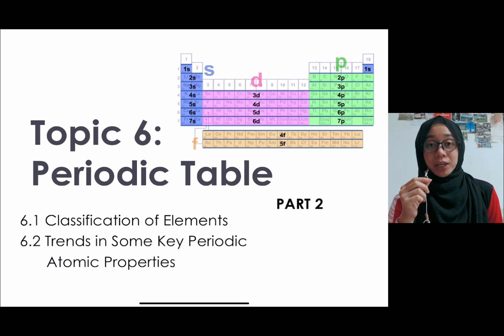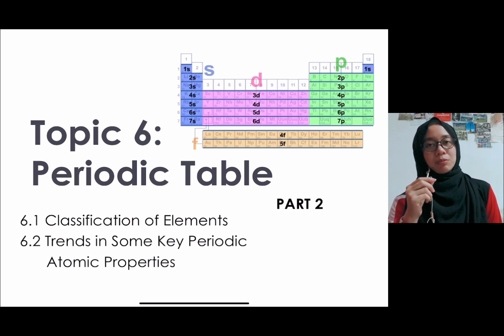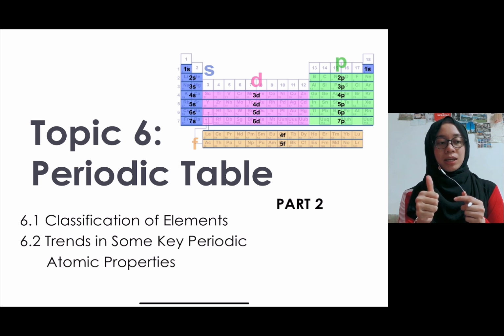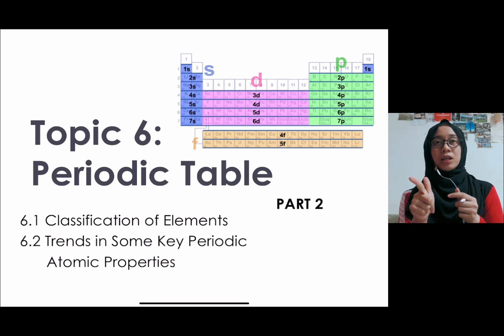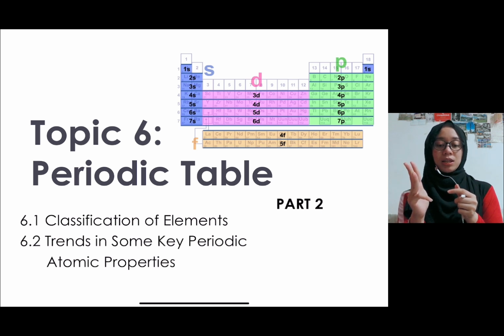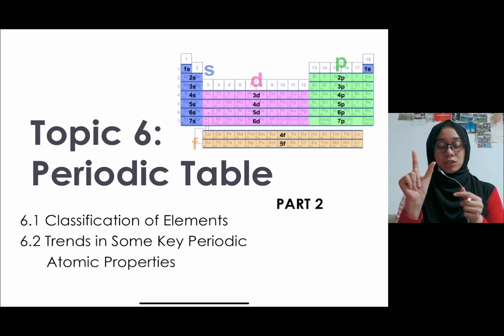So today we are going into the second subtopic, which is the trends in some key periodic atomic properties, ataupun just nama pendek dia adalah periodicity. So for this subtopic it is quite long, tapi kita boleh bahagikan kepada 4 bahagian lah. The first one is the atomic radii, and the second one is to compare atom to its corresponding ion, and then the third one is electronegativity, and the fourth one is the first ionization energy. Okay, so let's have a look at the first two dahulu.